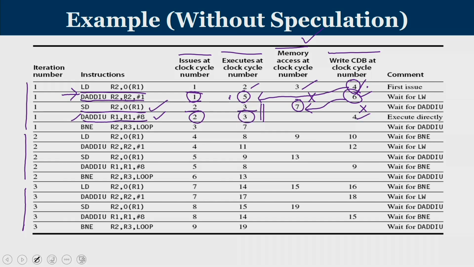See, now you see this particular instruction, which was issued at 2, got completed at 4. But the store instruction, issued at 2, is completing the store operation at 7. So clearly you can see there is an out of order execution.